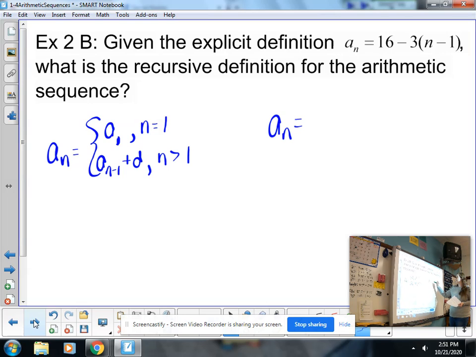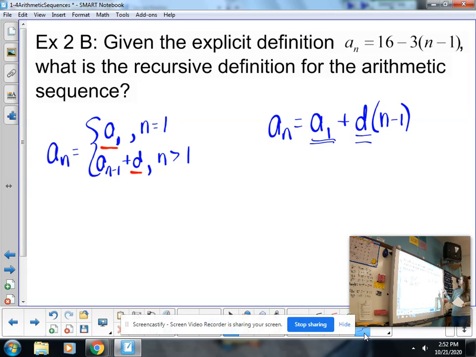The explicit definition is a1 plus, in this case, I'm going to do d times n minus 1 just because they have the number in front of the parentheses here. So if you can identify what number is in the a1 position and what number is in the d position, you can plug in for those same things over here. We can plug in there and we can plug in there.